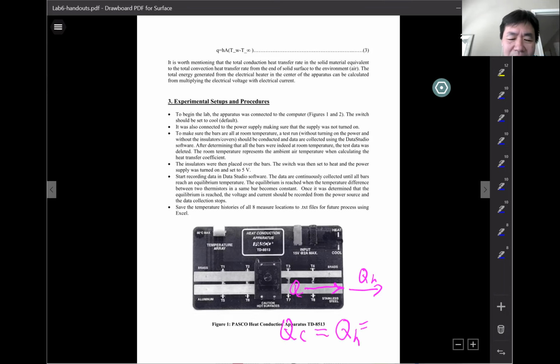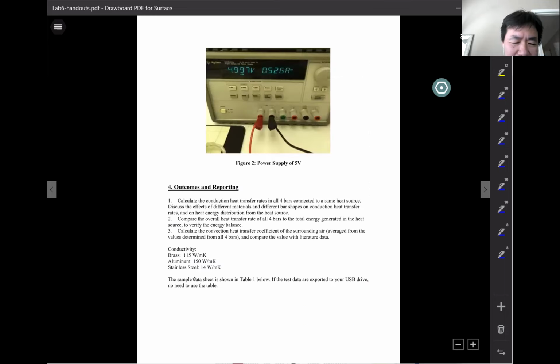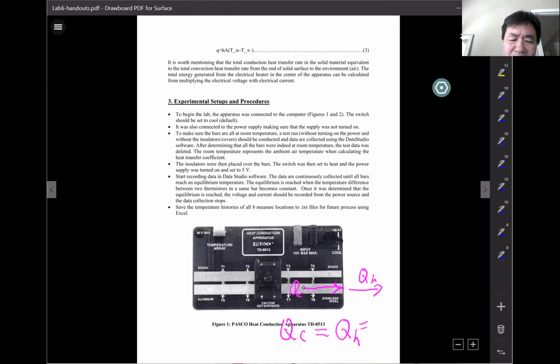I think I gave all the conductivities for the different materials. You measure the cross-sectional area and the dx. Delta T is just the temperature difference between the 2 measurement points, and the distance is 3 centimeters.